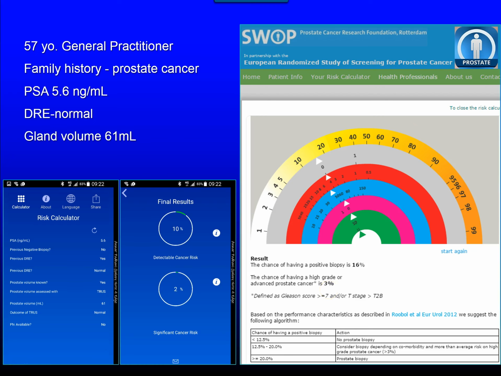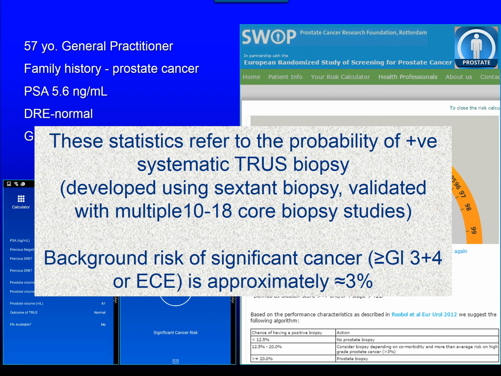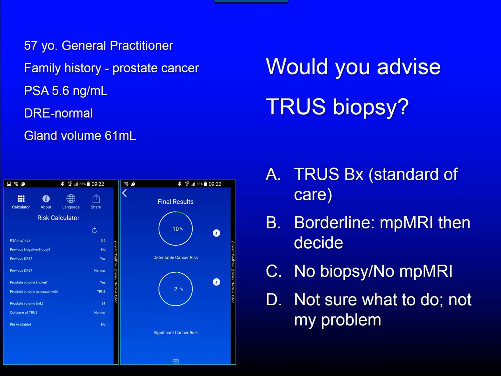Okay, so how do you use these values? Remember, the cutoff point for a biopsy is 20%. The background risk of significant cancer is 3%. So your particular patient actually falls below the background risk, and in fact is not high risk at all. He probably doesn't need an MRI, and he probably doesn't need a biopsy.